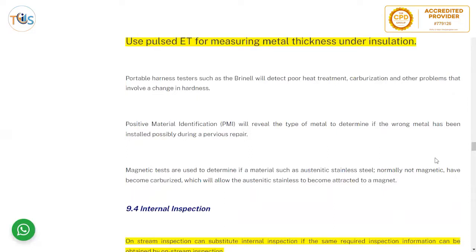Portable hardness tester, Brinell, detects poor treatment, carburization. Positive material identification reveals the type of metal to determine if the wrong metal was used, say during the previous repair. And if you do a simple magnetic test, use a magnet. If the austenitic stainless steel attracts the magnet, that means it's carburized. It's a very simple technique.